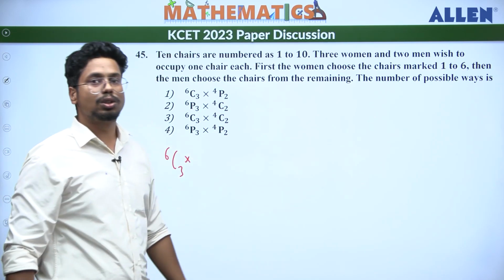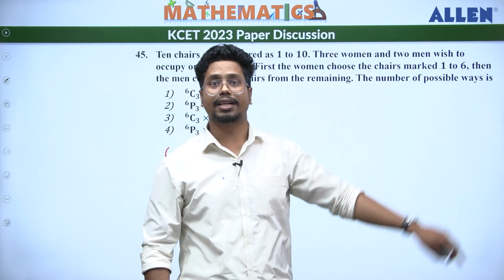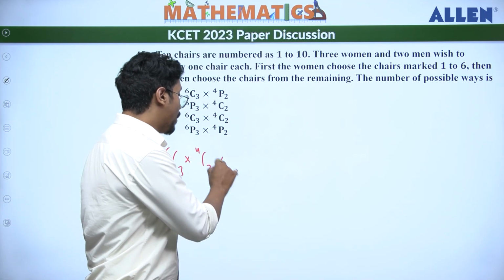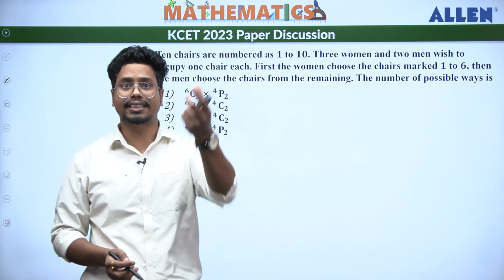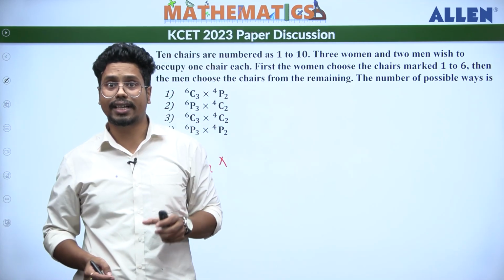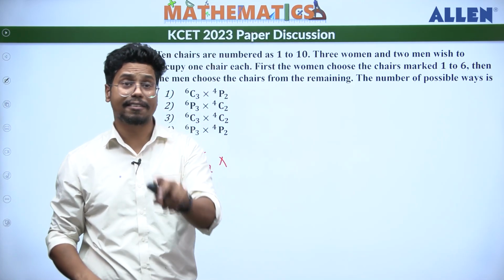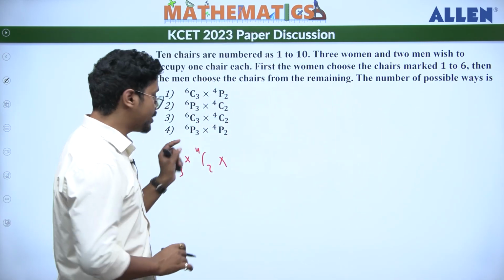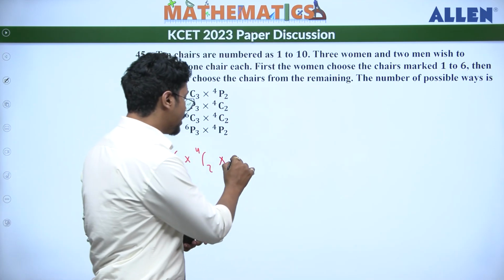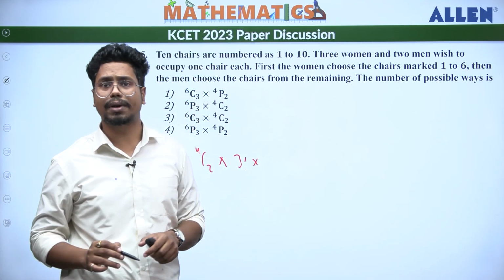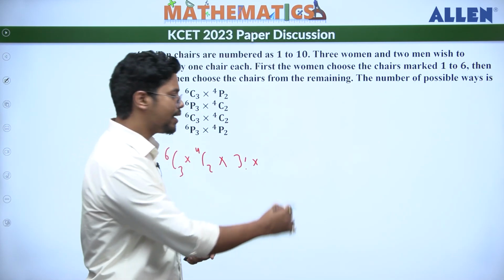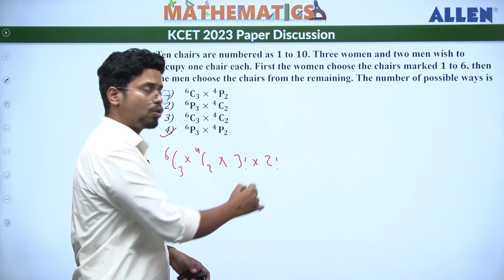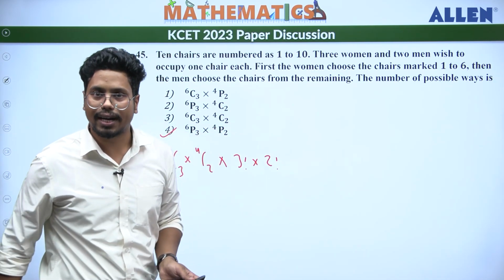Plus you have to select the 2 chairs for men. From where to where? 7 to 10. How many chairs? 4. How many to select? 2. That will be equal to 4C2. But after selection, the 3 chairs you have selected and the 3 women, they can be arranged in many ways. The question says wish to occupy, so arrangement is also there. The number of ways in which 3 women can be arranged in the 3 places will be 3 factorial. The number of ways in which 2 men can be arranged in the 2 places will be 2 factorial. So 6C3 into 3 factorial is 6P3, and 4C2 into 2 factorial is 4P2. So this will be your answer.